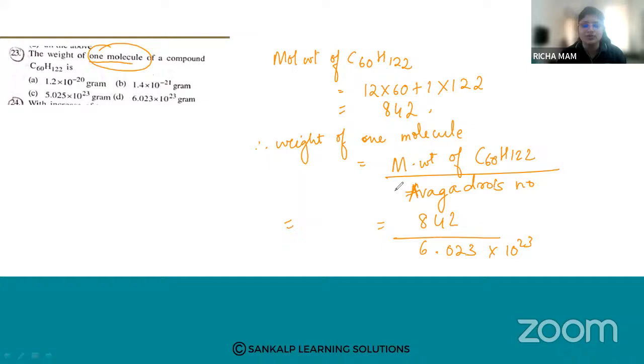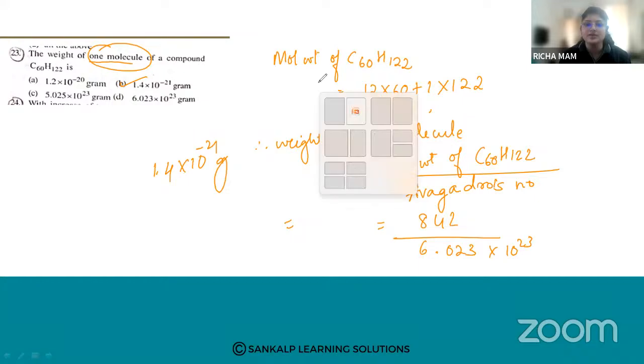See how much you are going to get. What will be the answer? Only Madan has answered. Others, what are you getting? Do 842 divided by 6.023. The answer I am getting is 1.4 into 10 raised to minus 21 grams. That is option number B. Everybody else has also got the same. Neeraj has also got the same.